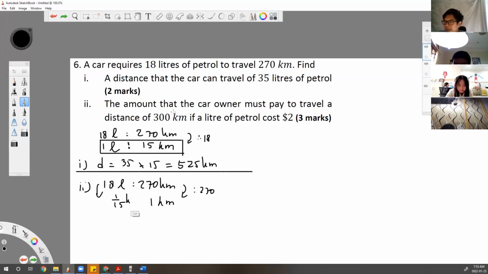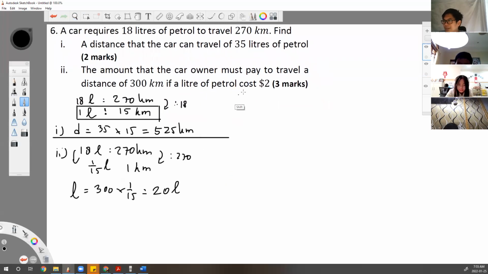So for 300 kilometers, the amount of liters will be 300 times 1 over 15. So the answer will be 20 liters of petrol. And the question is asking you for the cost. Mister, I use the other way.